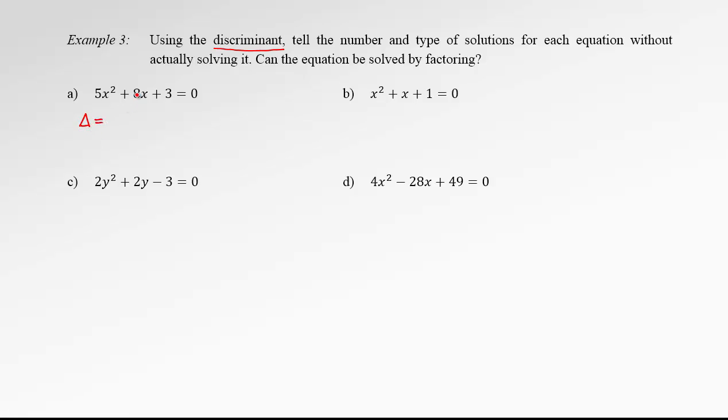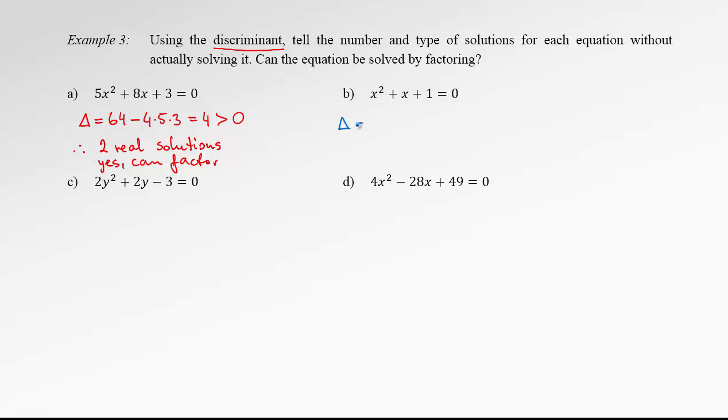Discriminant delta here is b squared, which is 64, minus 4ac, 4 times 5 times 3. Okay, so here we have 20 times 3 is 60. 64 minus 60 is just 4, so the discriminant is positive. Therefore, we have two real solutions. And even more, since the discriminant is a perfect square number, we also know that our equation can be solved by factoring. So yes, we can factor. As you see, the discriminant gives us a lot of useful information. Let's look at the second example.